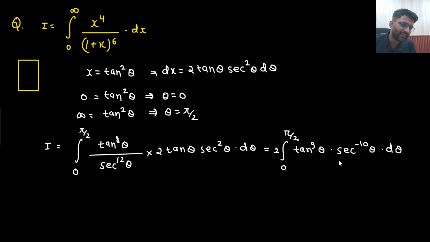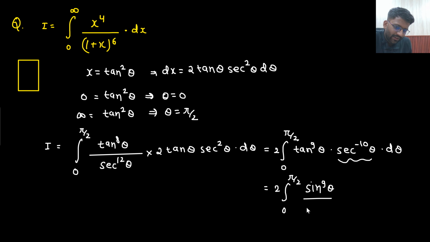So can I write this as cos to the power tan theta? Basically, what I am doing is converting into sine and cosine. So this will be written as sin to the power 9 theta divided by cos to the power 9 theta. This is a negative power, no? So this could have been written as 1 by sec to the power tan theta. Say yes or no? This power 2 is there, this power 12 is there, so this power will become 10. And 1 by sec to the power tan theta could be written as cos to the power tan theta dot d theta.